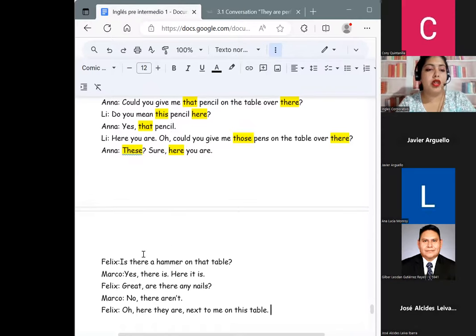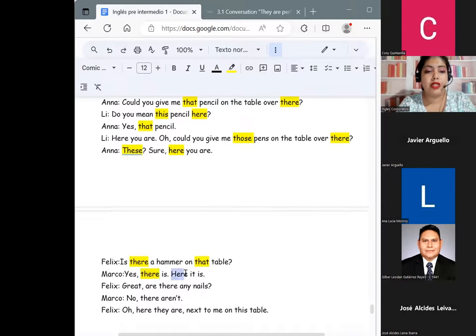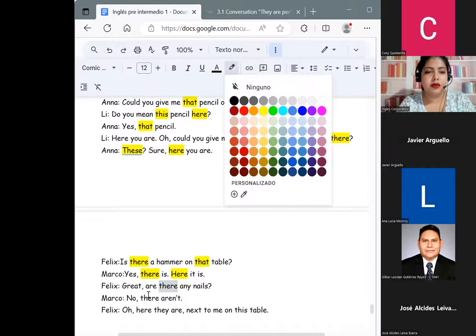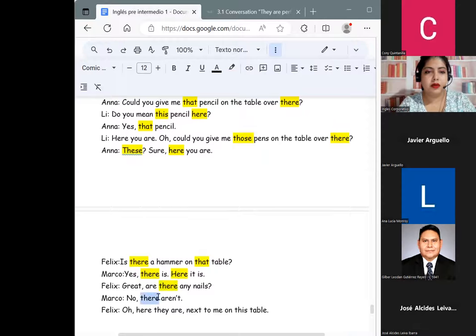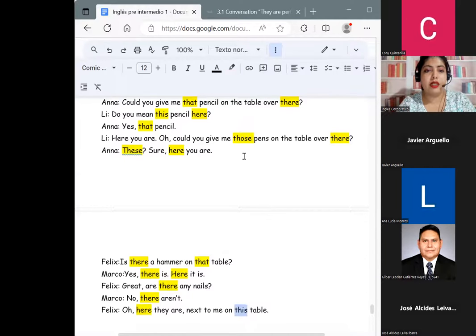Okay, we have another interesting conversation because this one is another casual conversation that we can have when we are working or something like that. It is very easy to understand that we are using those words when we are having this kind of conversation. Okay, so this is the last one.